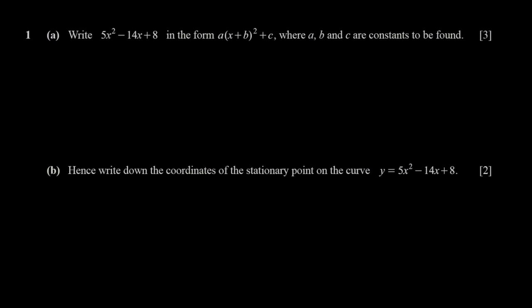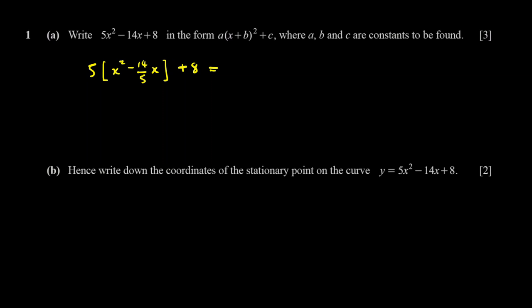Okay, guys, so here we've got question 1 of this paper. This is a completing the square question, hopefully nice and easy start to the paper. So if we're going to complete the square here, first we've got to factorize out the 5 from the x squared term. So we're going to get 5, big bracket, x squared minus 14 upon 5x plus 8, right? We don't have to bother with the final constant term.